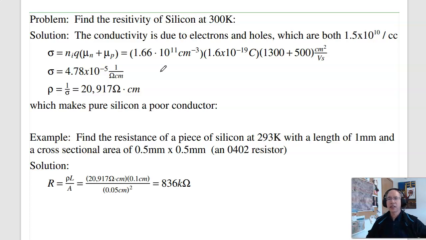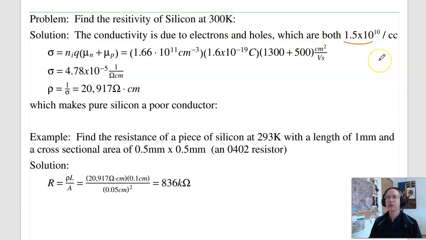The conductivity is due to both electrons and holes. At 300 degrees Kelvin, the number of holes and the number of electrons is both about 1.5 times 10 to the 10th per cc. Seems like a big number, but you've got to remember, Avogadro's number is 6.02 times 10 to the 23.